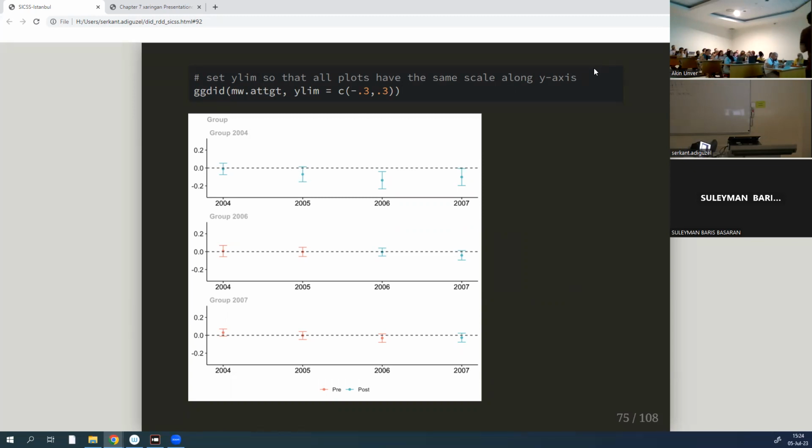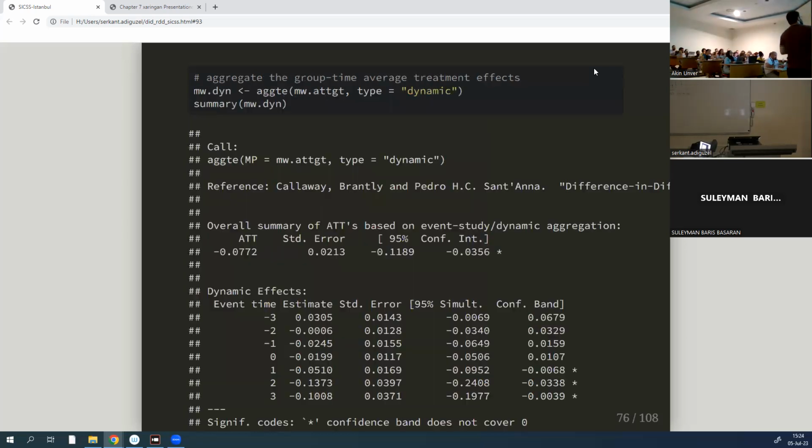So you can see, for instance, there's not much going on. They all, but post treatment is also kind of null. There's something going on with 2004 maybe, but other than that, there's no impact. So you can also aggregate these group-time average treatment effects into one single ATT. You can also combine them across years as well. So with type dynamic, that's what I did here.